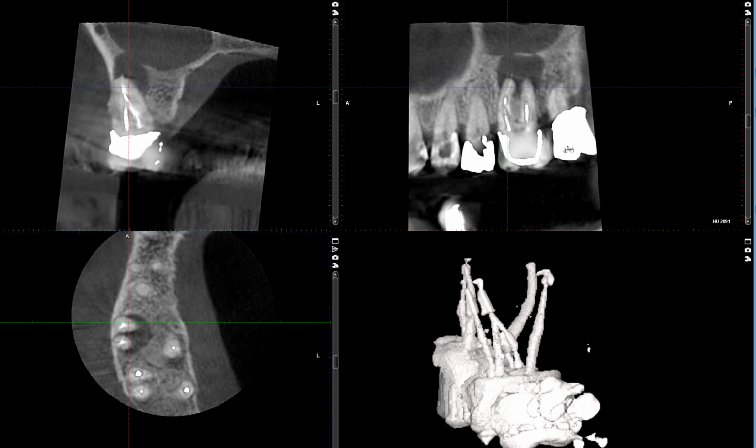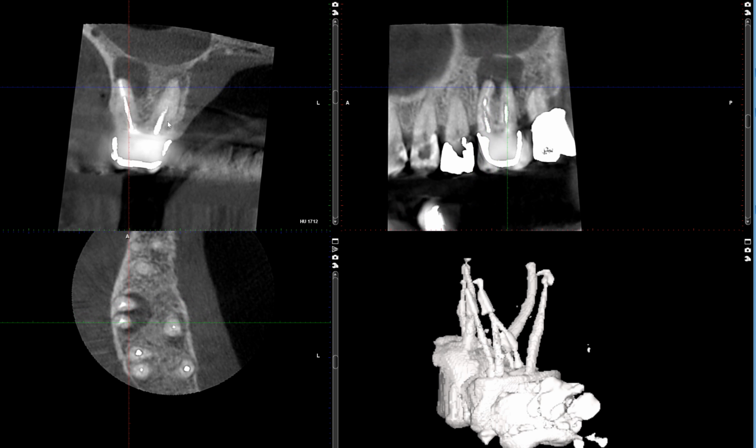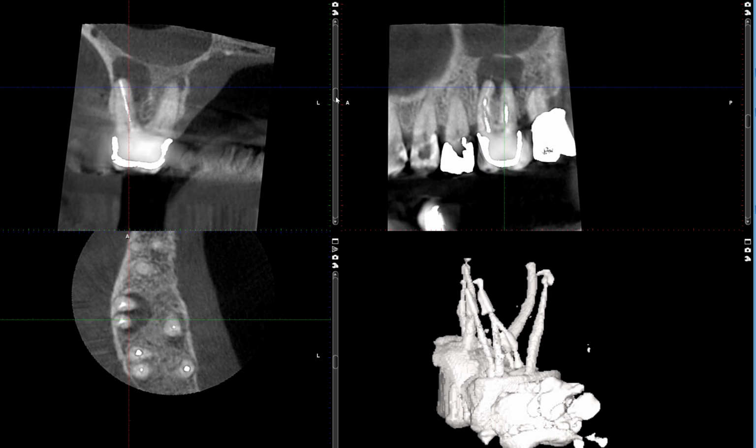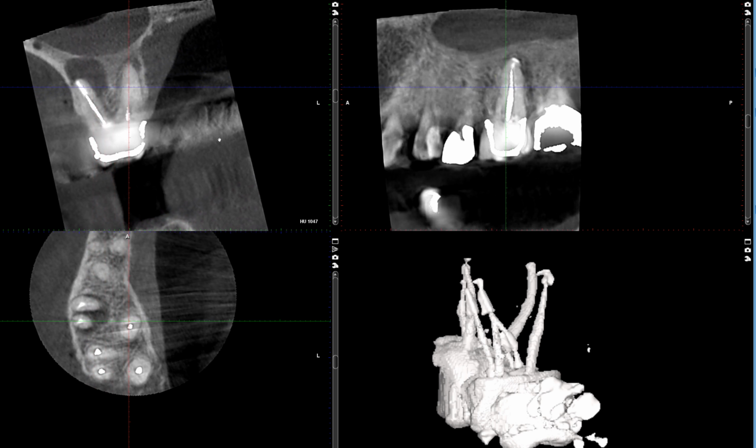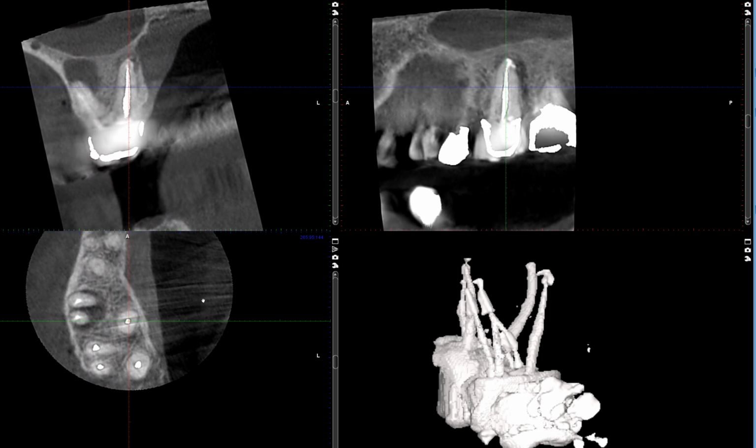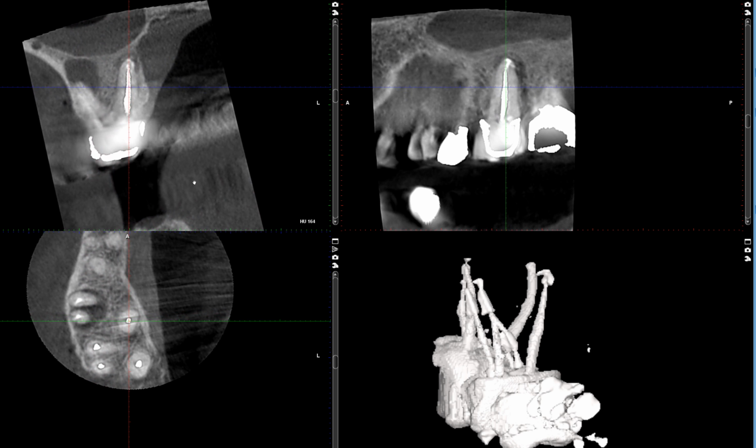And now let's take a look at distobuccal. There you go. So that's the distobuccal canal, or the distobuccal root. Let's also take a look at the palatal canal. There it is.